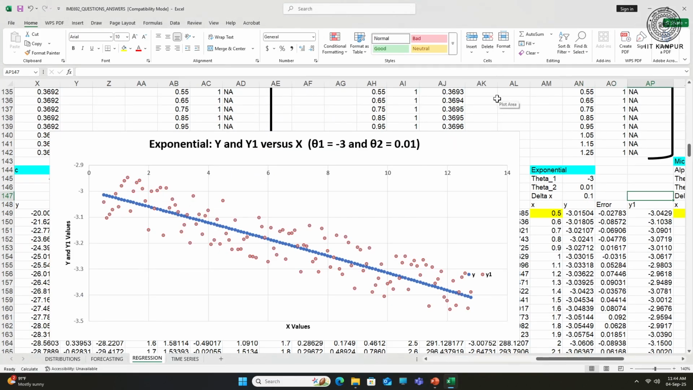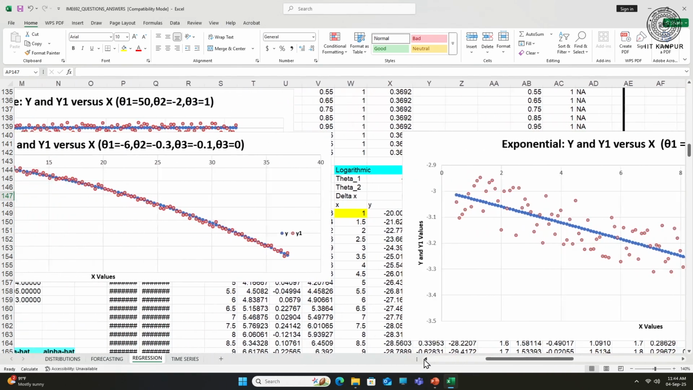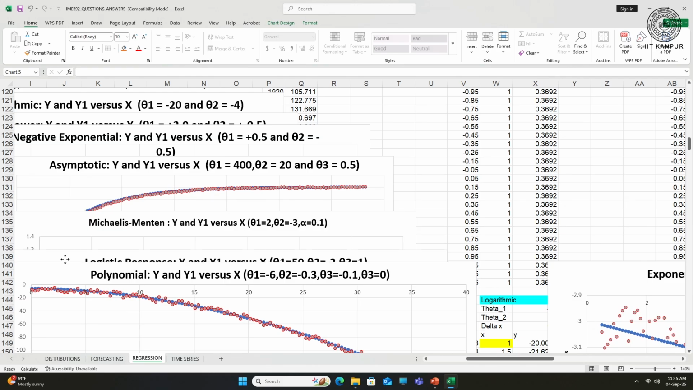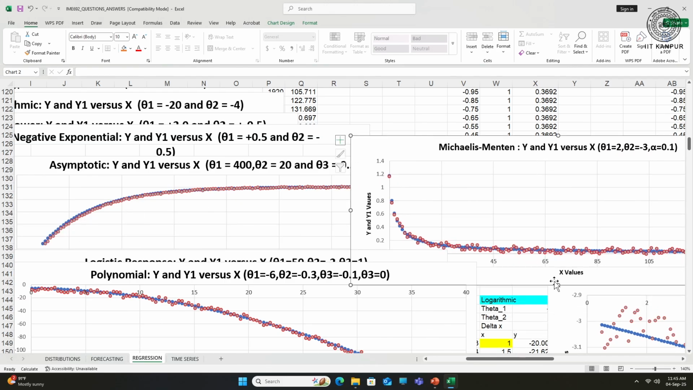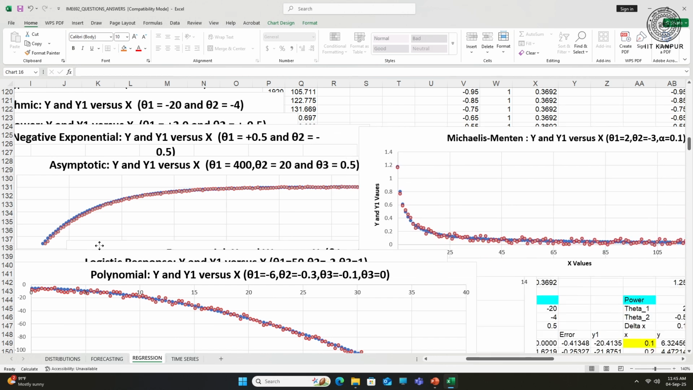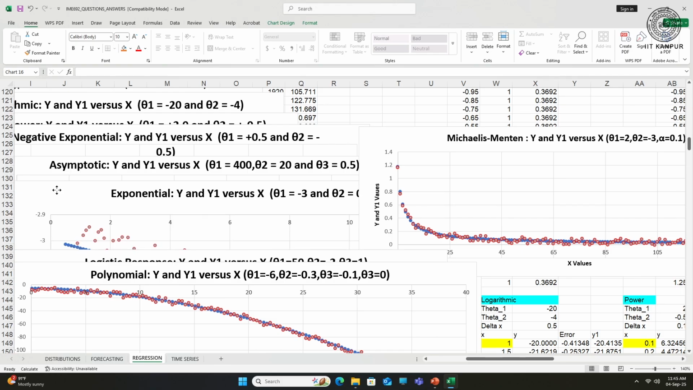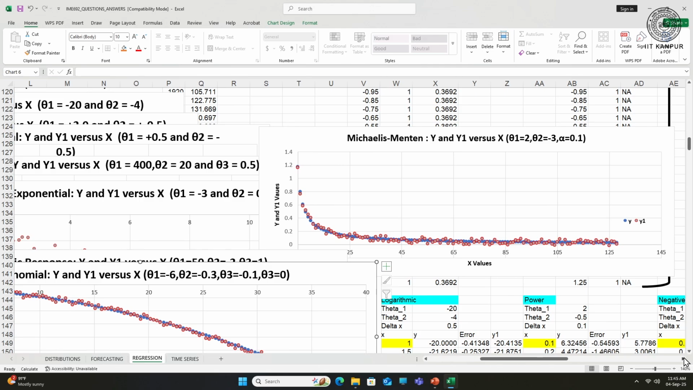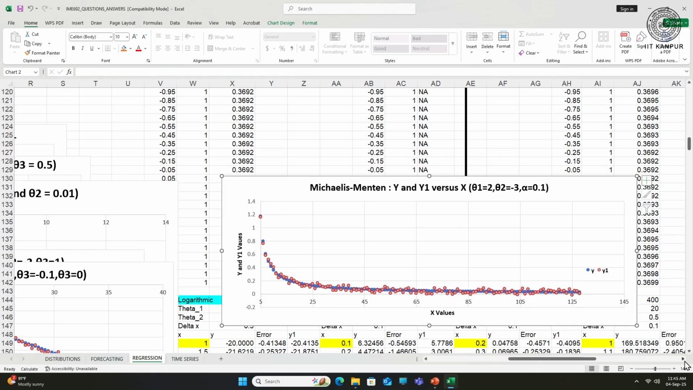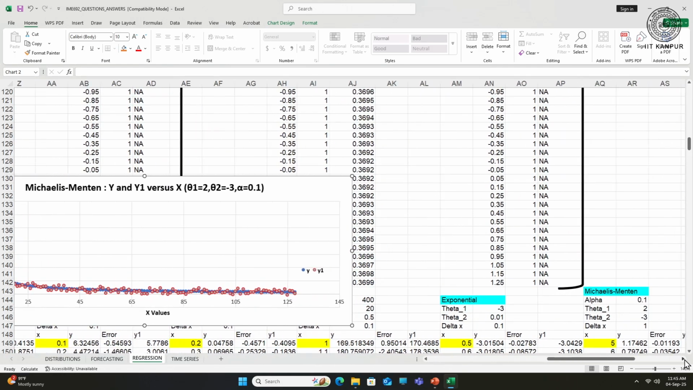So, in this, I have to now bring up the Michaelis-Menten model. So, this is the Michaelis-Menten model, you have the Michaelis-Menten model, and let us go back to the set of simulated data. Yes, here it is.